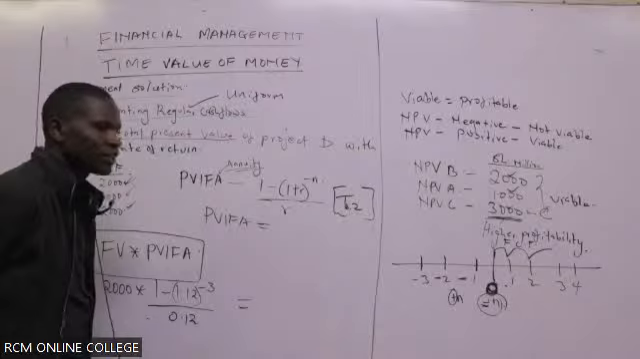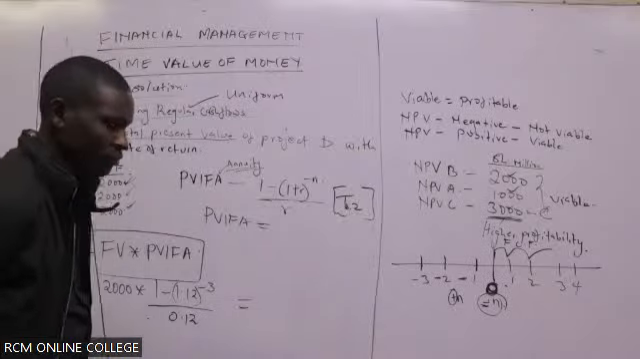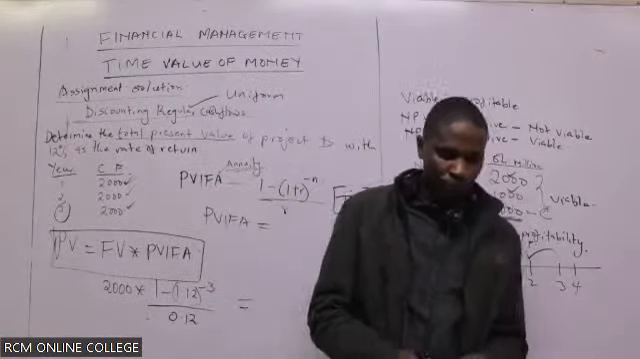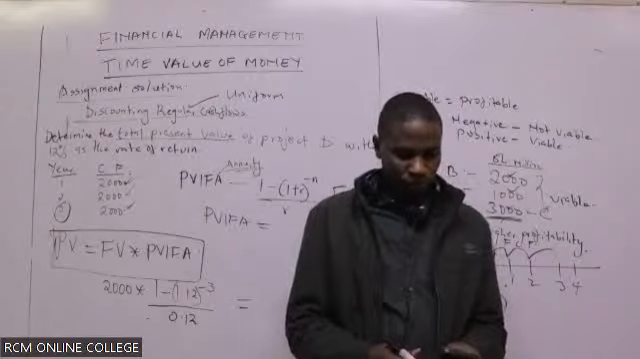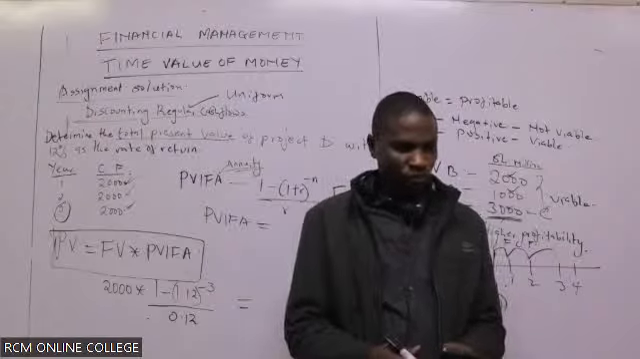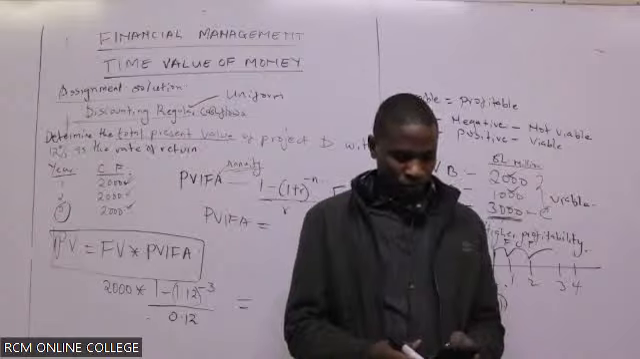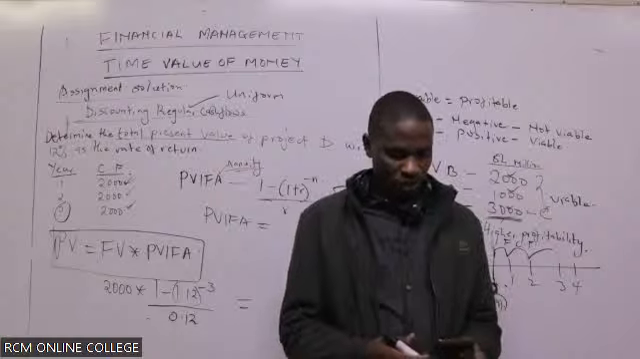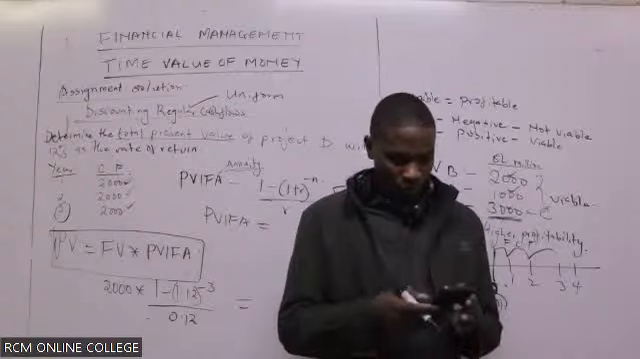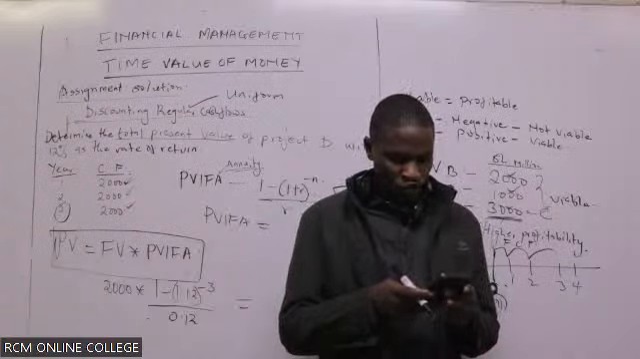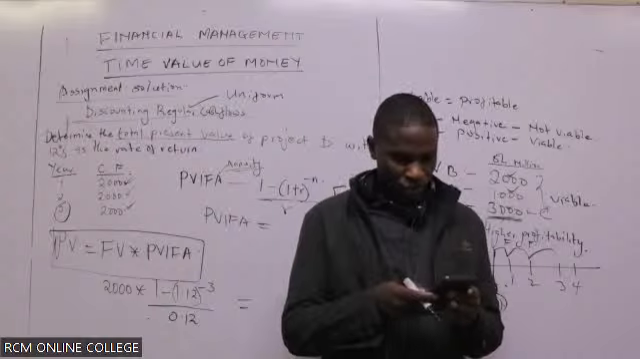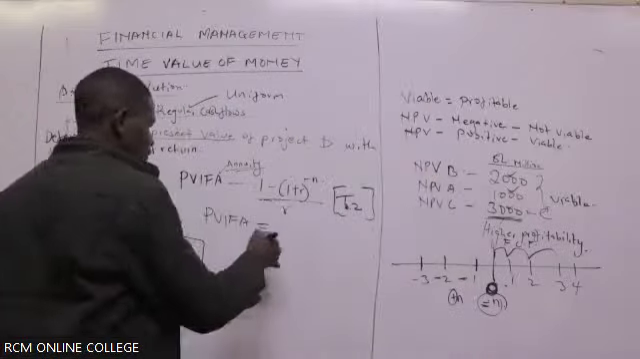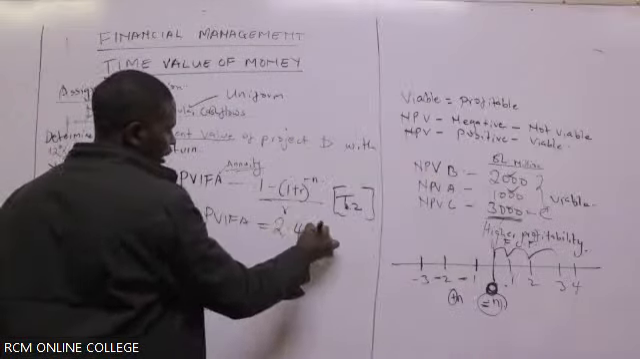Somebody using a table is very fast, so I'm wondering whether you people still have your tables. Using a table is a bit easy. 2.4018. Let me check my table as well. 12%, 3 years. 2.4018. Yes, I'm getting the same. 2.4018. Please, can you try and use a calculator?